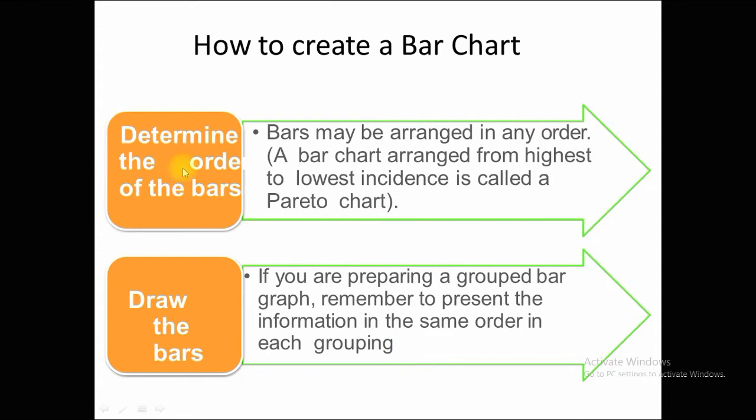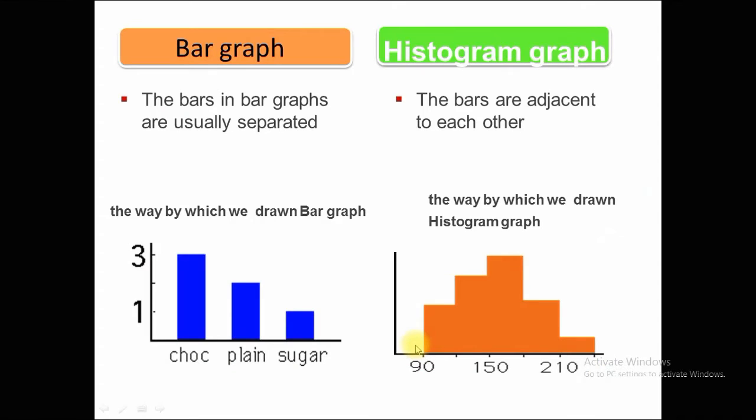Then determine the order of the bars. Bars may be arranged in any order, but a bar chart arranged from highest to lowest incidence is called a Pareto chart. Now draw the bars. If you are preparing a group bar graph, remember to present the information in the same order in each group. Now, what is the difference between bar graph and histogram graph?